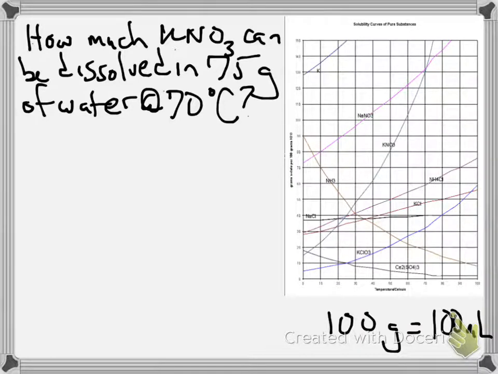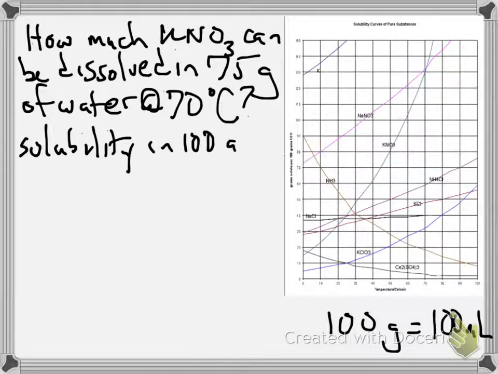And so the first thing to do is to figure out, and you'll have to excuse my weird handwriting here, the solubility in 100 grams at that temperature, which is going to be found directly by looking at the graph. So if we're trying to find 70 degrees Celsius, the temperature in Celsius is on the x-axis here, and 70 is right there.